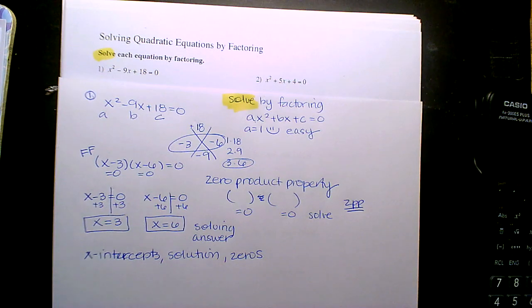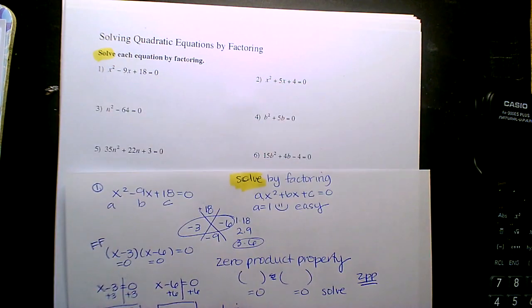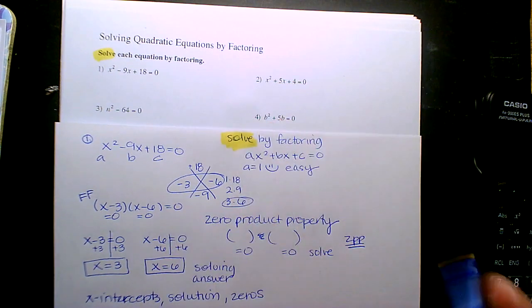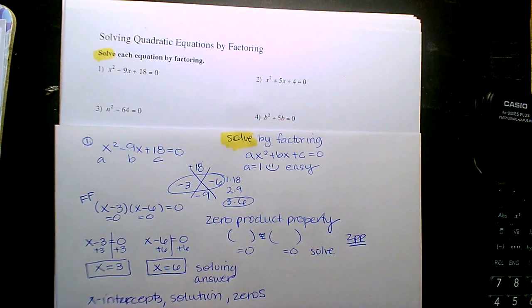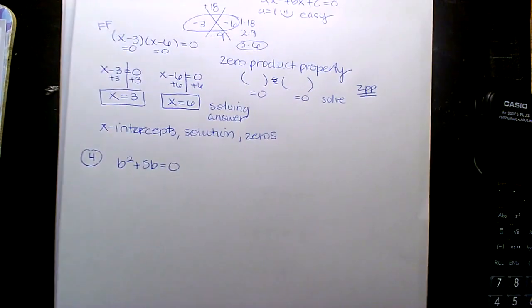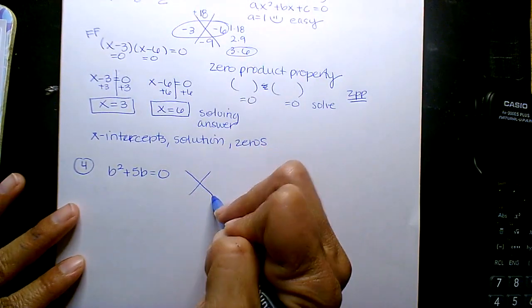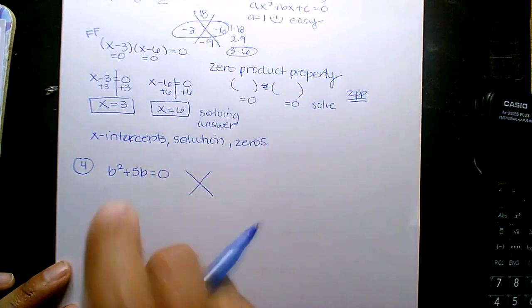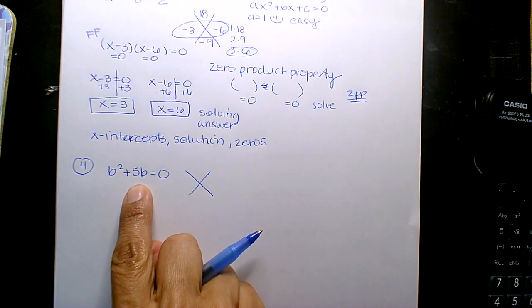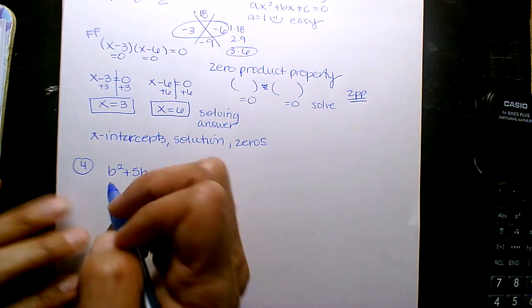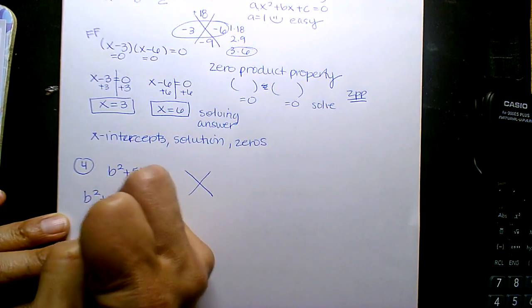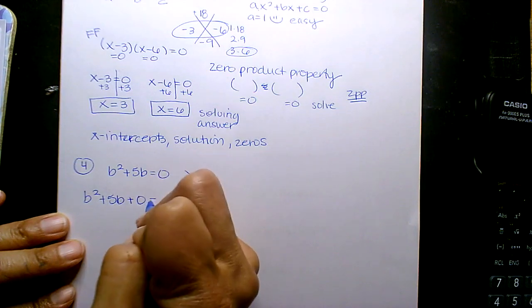Okay, so if we look at number 2, or which one looks harder? Actually, let's go to 4. All right, let's try 4. If I perform the diamond method, remember, this is in standard form. However, what term is missing? You don't see it, but it is there. C, right. b squared plus 5b plus 0 equals 0.